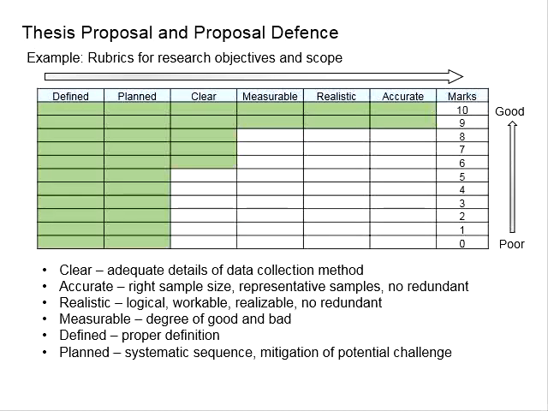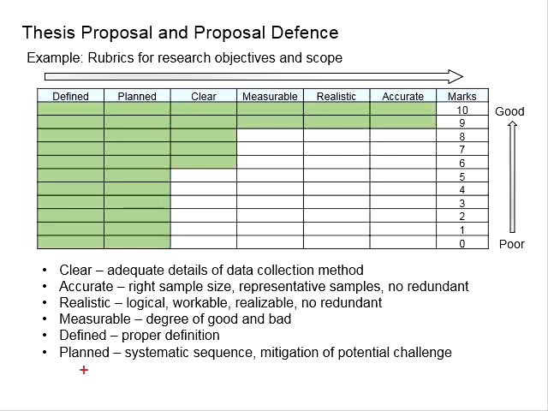Now let us look into the elements as reflected by the rubrics. It should be properly defined, planned, clear, measurable, realistic, and accurate. Having only defined and planned allows you to score lower marks. Things need to be clearly stated, and it should have good characteristics of methodology, that means measurable, realistic, and accurate. Then you may break down further to understand the meaning of every single keyword.